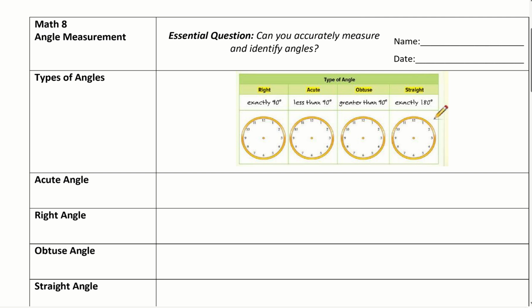All right, Math 8. Hello, today we are going to work on angle measurement. So the essential question at the top says, can you accurately measure and identify angles? That's what we're working on today. If you look at the clocks under that types of angles section there, it's asking you to draw a different angle on that clock that matches what's there.